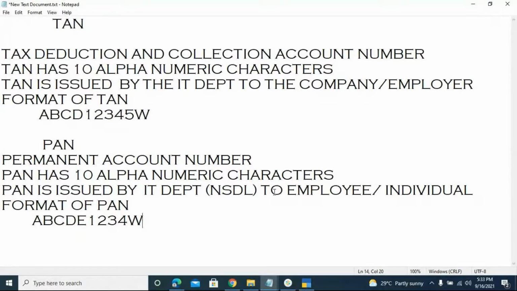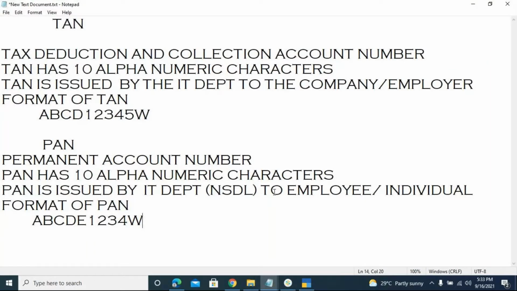29 is a state code, followed by the 10 characters of the PAN of the entity, and then the last three are the verification or rectification codes. This is how the GSTIN number is generated. So, coming back, this is the difference between TAN and PAN.